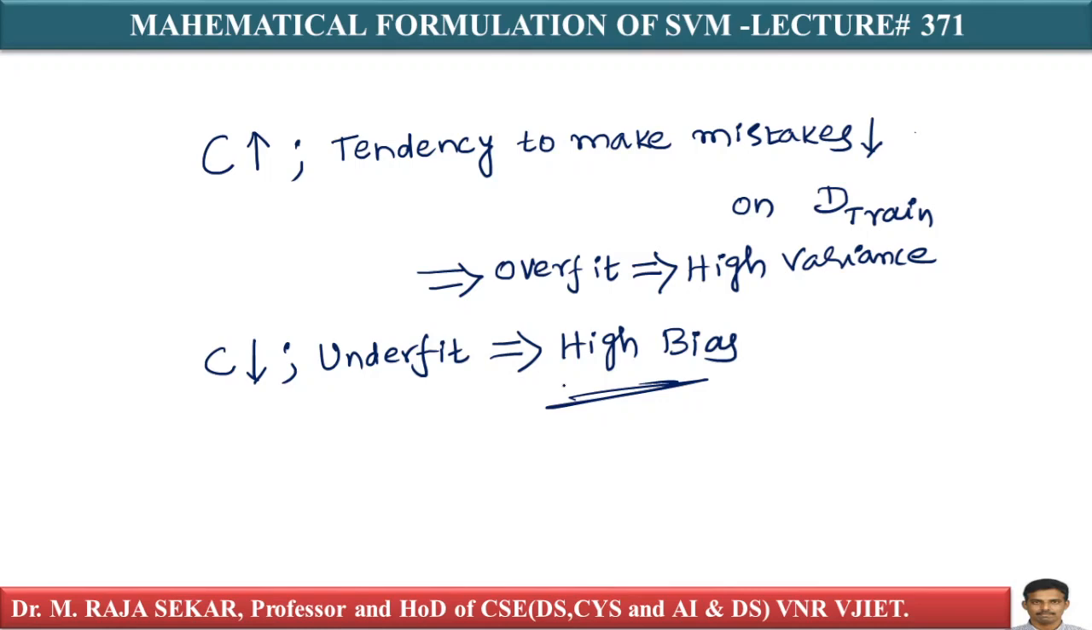This formulation of SVM is called soft margin SVM. We have seen hard margin SVM. What is the hard margin SVM? Where no errors are allowed, isn't it? Soft margin SVM is an SVM which allows errors but says minimize the errors.